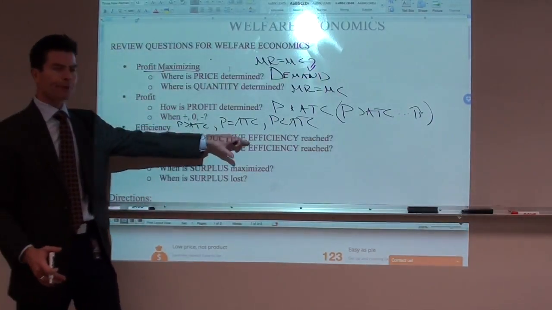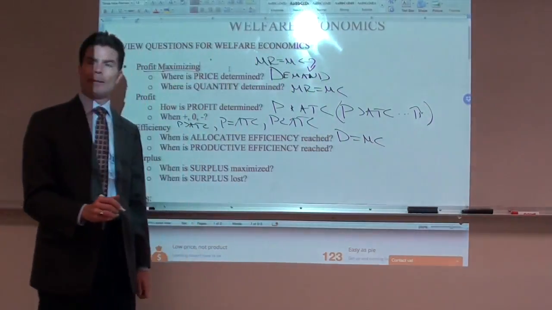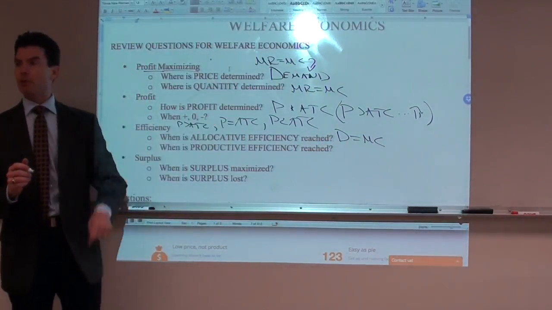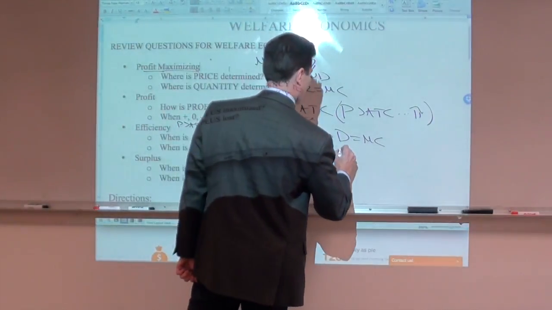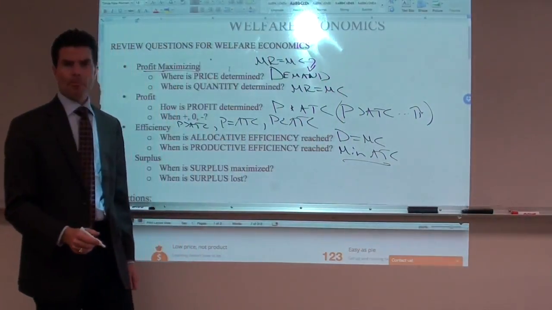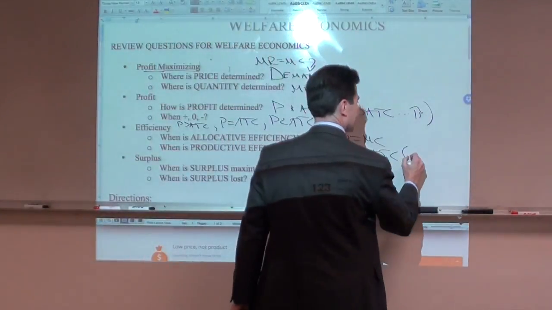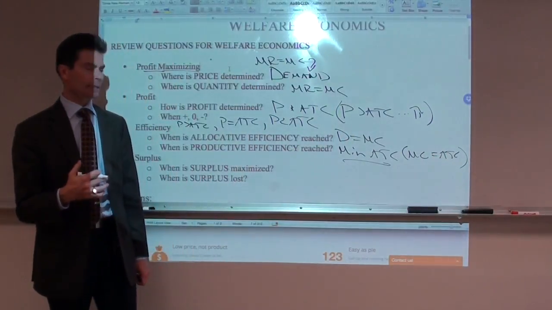Efficiency, when is allocative efficiency reached? Hopefully you said, because we've just talked about it 18 times in the last 15 minutes, where demand equals marginal cost. And where is productive efficiency met? This is the minimum of the ATC. So you could also say it's where marginal cost equals ATC. You could also say that.